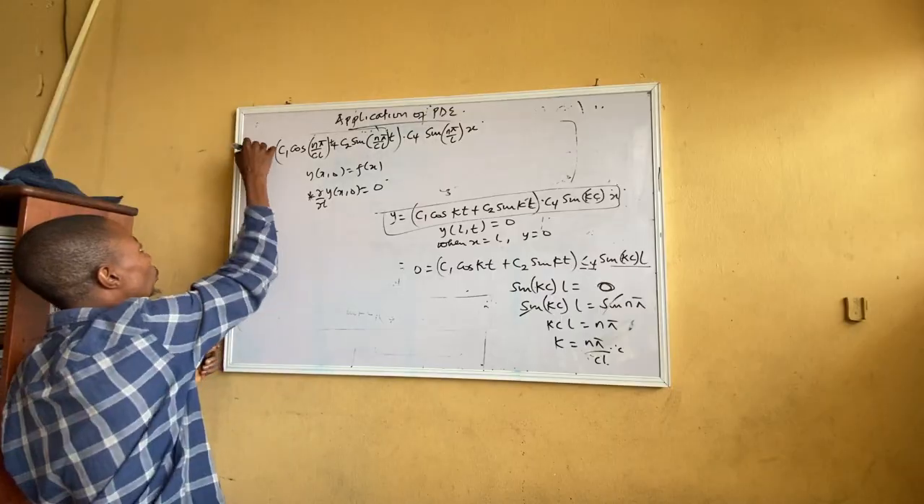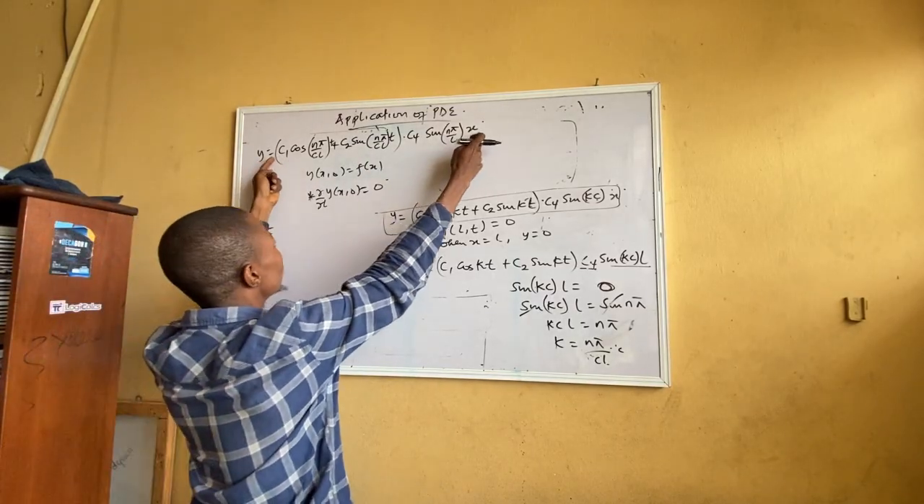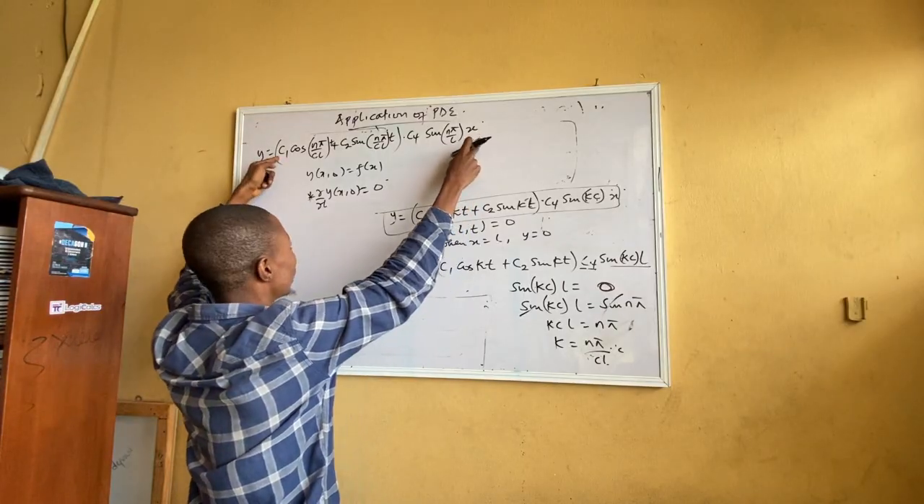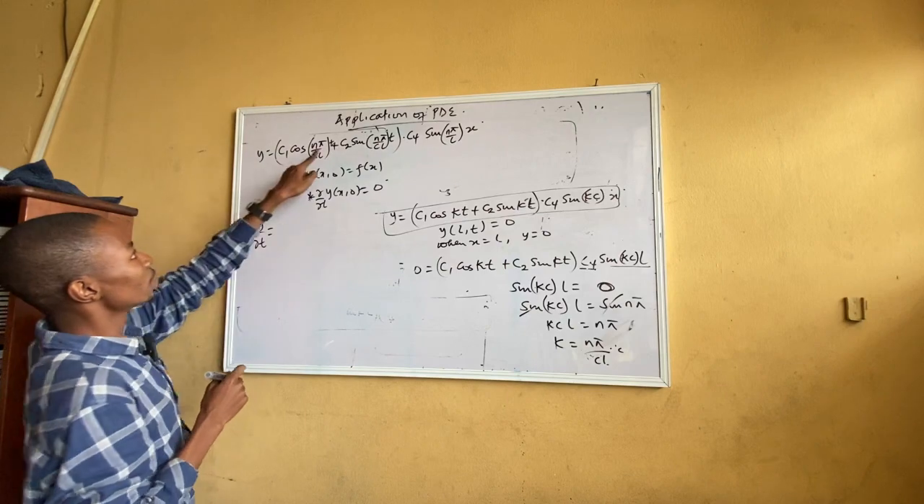Now, how are we going to do it? So what is dy dt first? What is dy dt? It means that we are differentiating this several variable with respect to t. It means that you only differentiate where you have t. This part is having t.